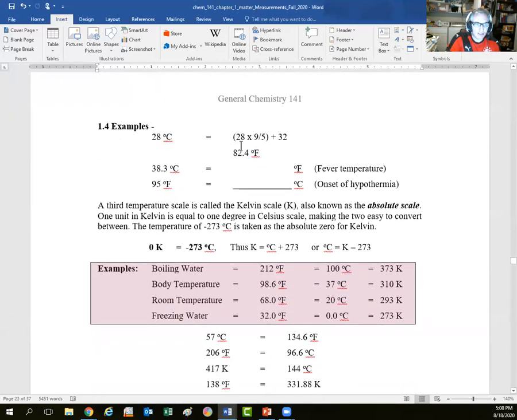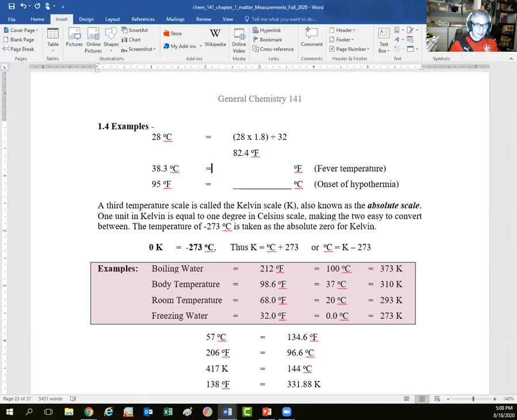Couple of examples. 28 degrees converted into Fahrenheit. 28 multiplied by 9/5 or multiplied by 1.8, which is probably easier to interpret. Then add on the 32. We get the Fahrenheit equivalent of just over 82 degrees Fahrenheit.